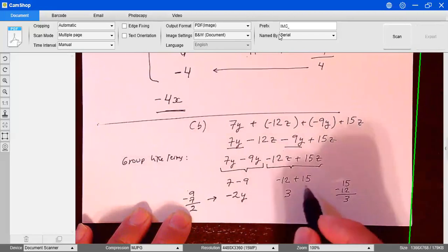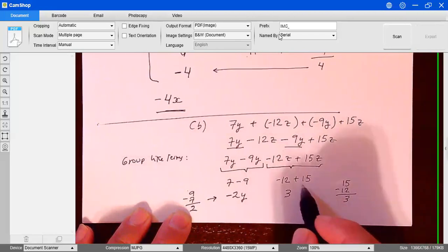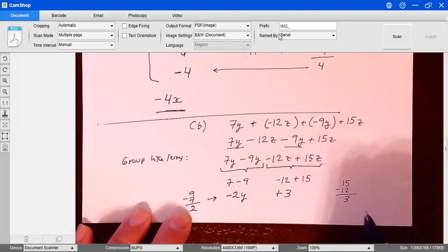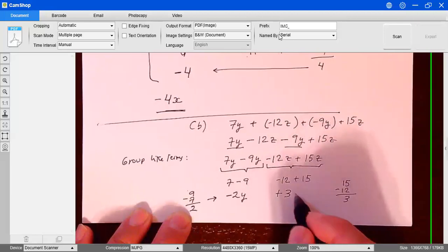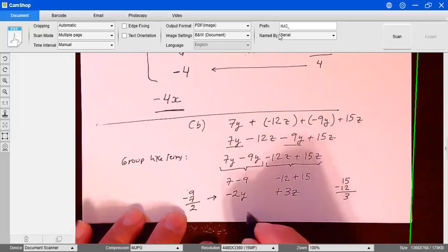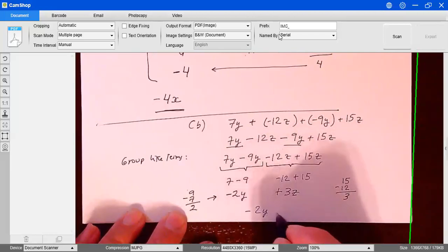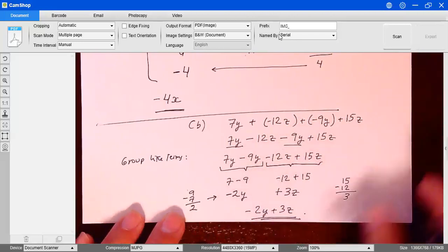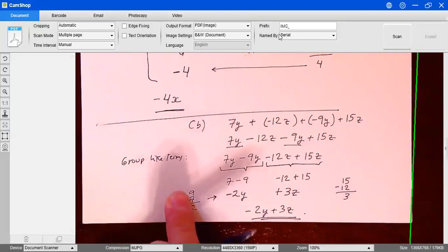Now we need to look for the number with the greatest absolute value. The number with the greatest absolute value is this one. The sign is positive. And finally, you just write the corresponding variable. So the final answer is just negative 2y plus 3z. So that's the answer for this problem.